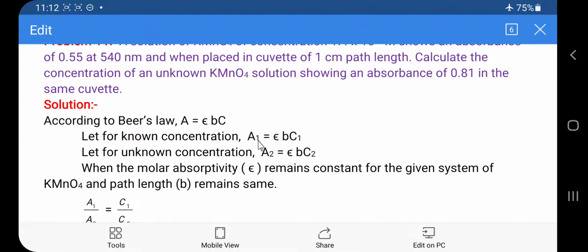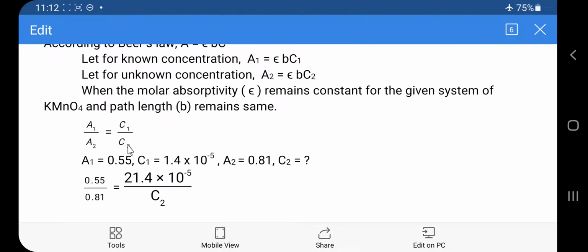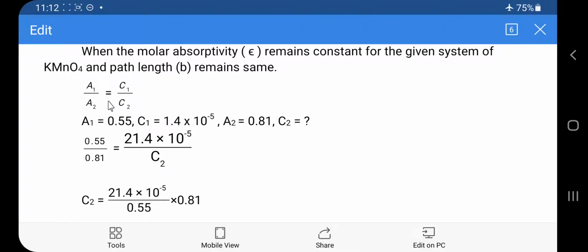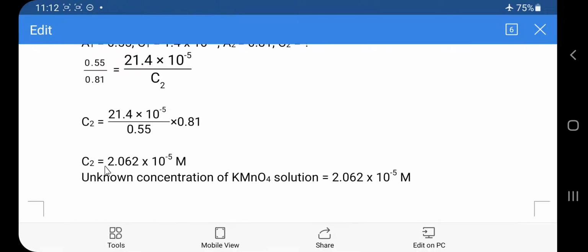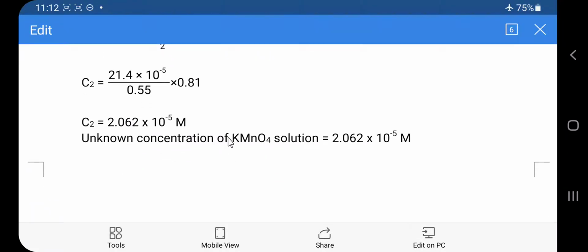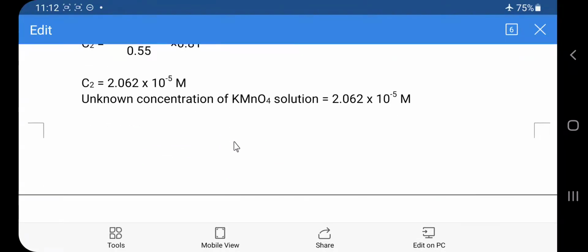When we divide equation 1 by 2, we can write A1 divided by A2 is equal to C1 divided by C2. Here A1 is equal to 0.55, C1 is equal to 1.4 × 10^-5, A2 is equal to 0.81, and we have to find C2, the unknown concentration. Substituting all the values, C2 is equal to 1.4 × 10^-5 divided by 0.55 multiplied by 0.81, and the final answer is C2 is equal to 2.062 × 10^-5 molar. So the unknown concentration of the potassium permanganate solution is 2.062 × 10^-5 molar.